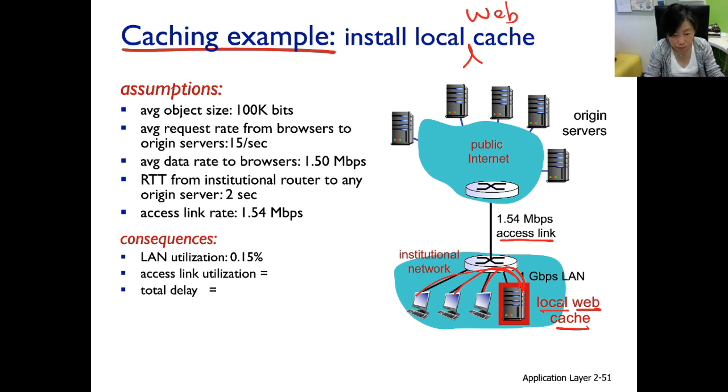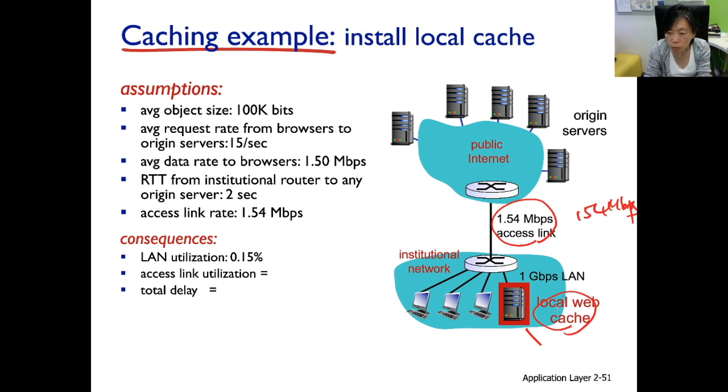So this is good. Everything else stays the same. All we did is just install the machine. Now, if I ask you, changing this to 154 megabits per second versus adding a server machine, which one is more expensive? Yeah, you probably guessed, right?